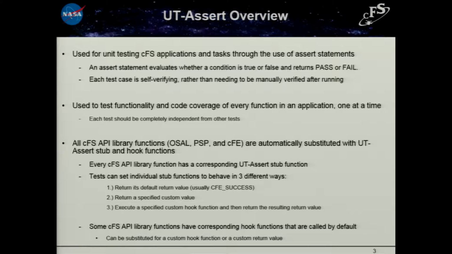If you're not familiar with what that means, a stub function is just a function that replaces the function and doesn't really do anything, or does the bare minimum. And a hook function is a function that you can write that would do something more if you need it to do something, but it wouldn't be the full actual function.